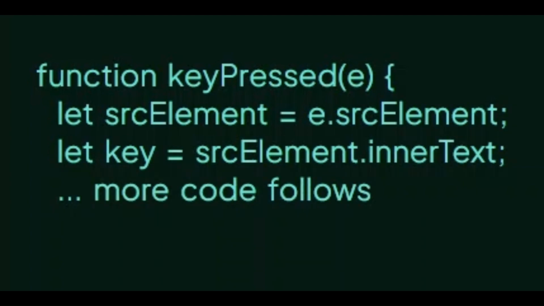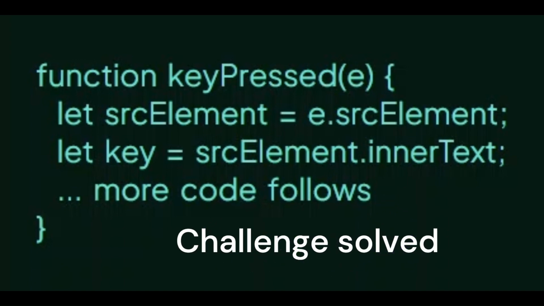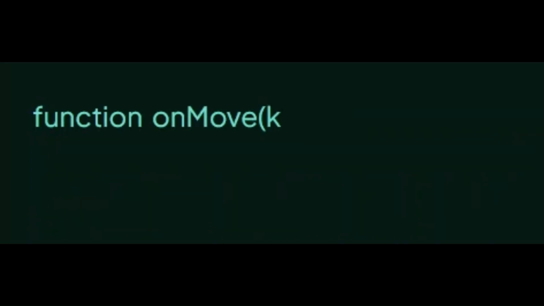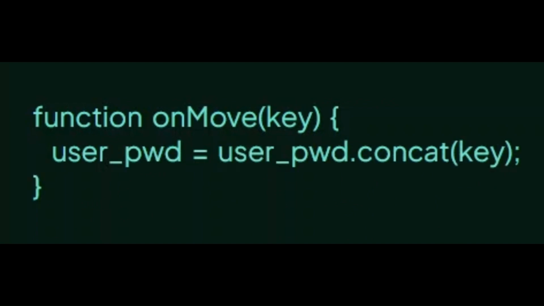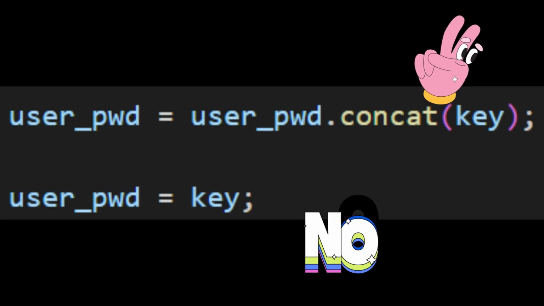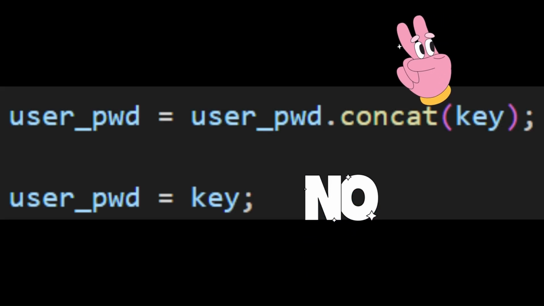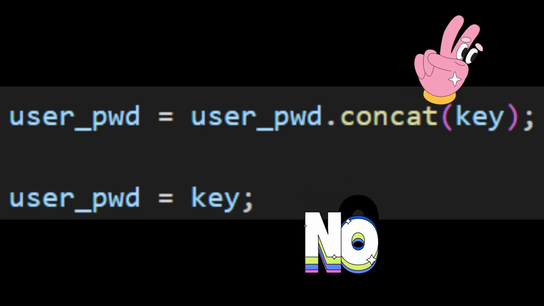On this SRC element, there's a property called inner text, which refers to the inner text of that HTML element, and challenge solved. After we find out which key was clicked, we need to update the user input variable by using string concatenation. We can create another function for this. Remember, we have to add the latest key value to the user input, not replace the user input with the latest value. But not so fast.